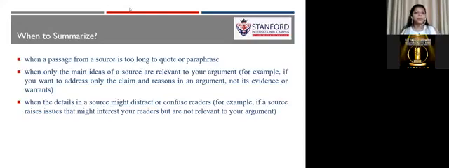So that is also important. So let's see it. When to summarize. One is when a passage from a source is too long to quote or paraphrase. Okay, when a passage from a source is too long to quote or paraphrase.